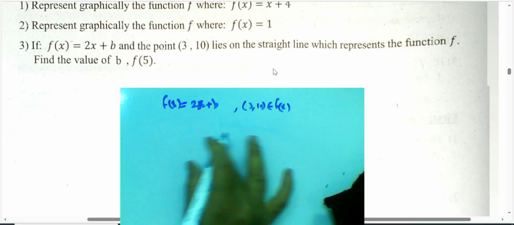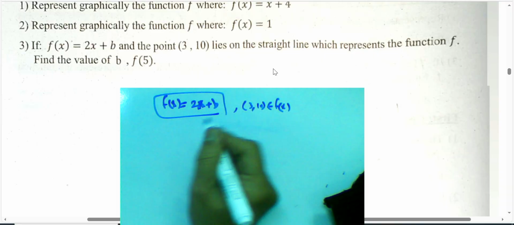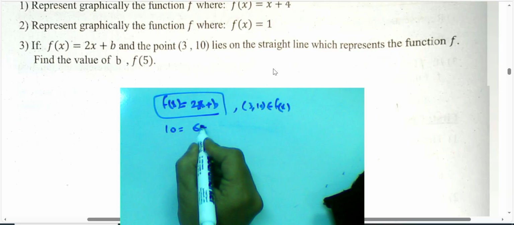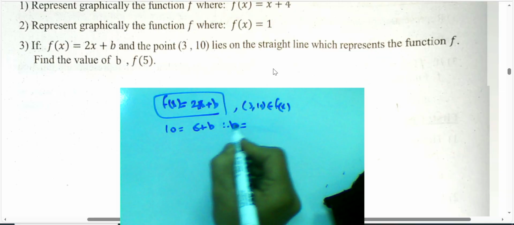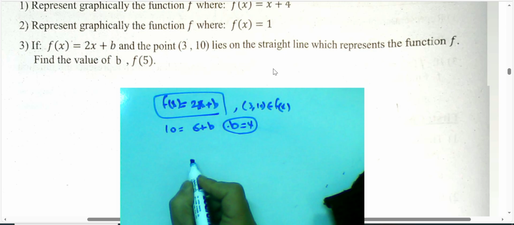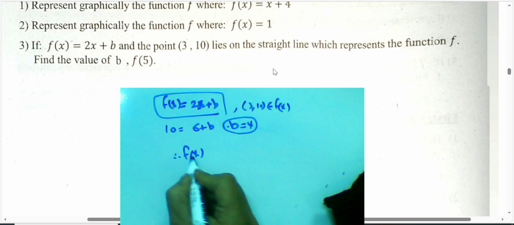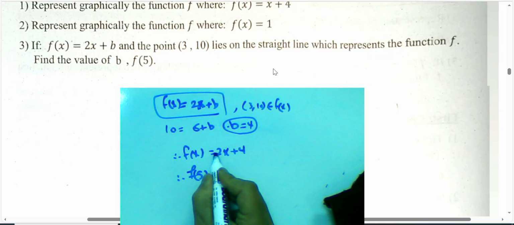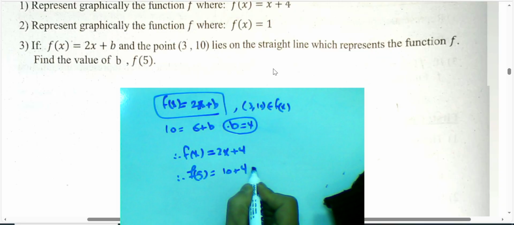Then the point here satisfies the function. F of x will be 10. Then we have 10 equals 2 times 3, 6, 6 plus b. And the value of b equals 10 minus 6, 4. Then f of x will be equal to 2x plus 4. Then he wants to find the value of f of 5. Put x equal 5. 2 times 5 equals 10. 10 plus 4 is 14. And the result will be 14.